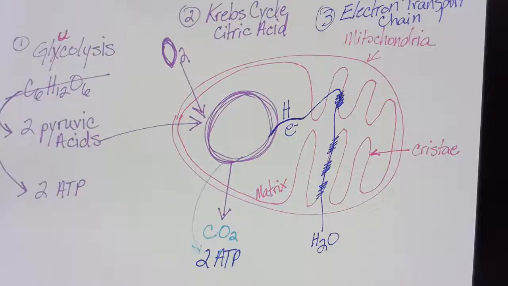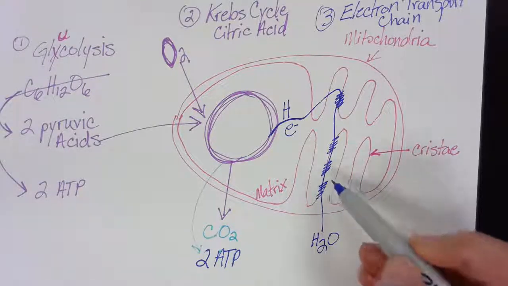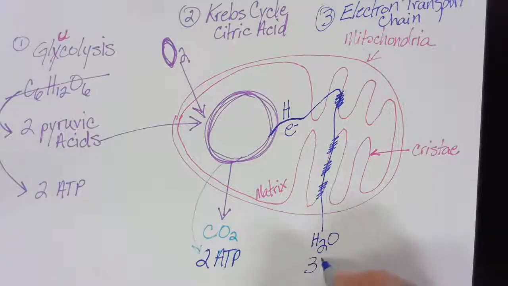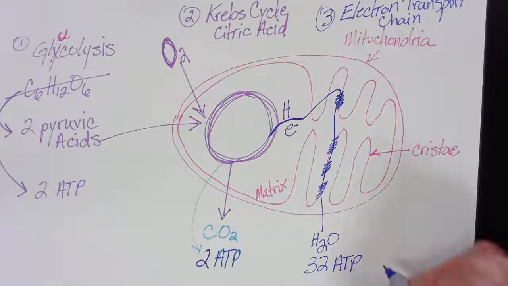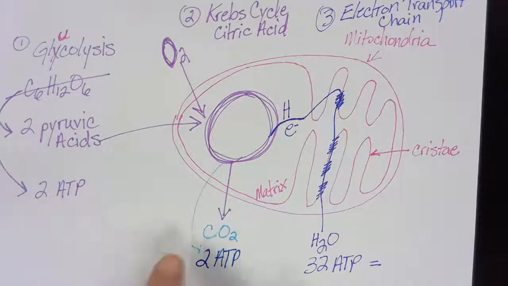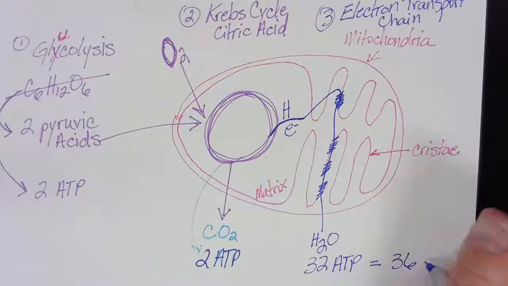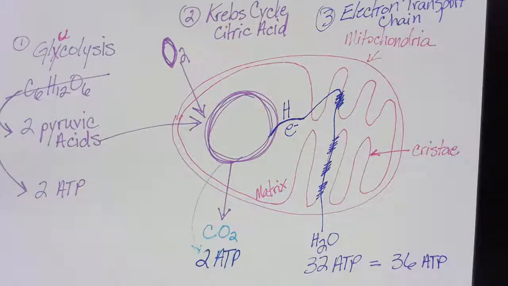So remember, what do we give to plants? We give them carbon dioxide, which we breathe out, and we also give them water. But this is where most of the magic is going to happen. We are going to get 32 ATP out of that section, that step, which is our big bang for the buck, giving us a total of 36 ATP. Hope this helps.